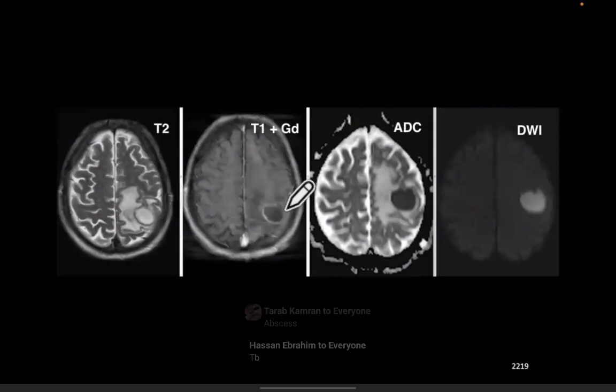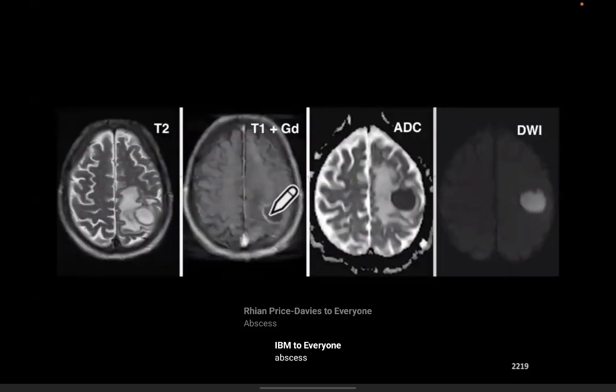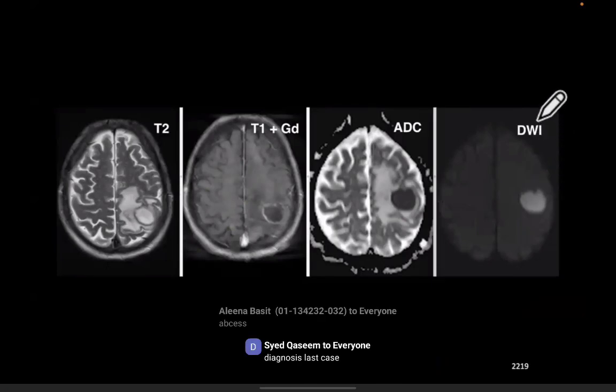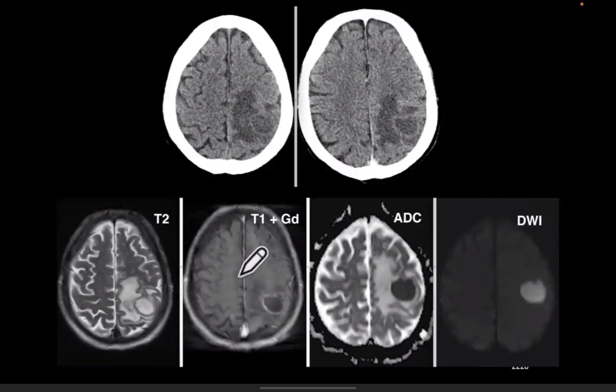T1 with gadolinium looks a lot more positive than the enhancement seen on CT. So we know there's a definite lesion there with edema. And then it shows a restricted diffusion on DWI, which is mapped to the ADC by an inverted signal. So this is an abscess rather than a neoplasm.